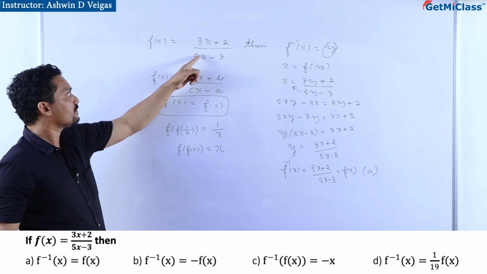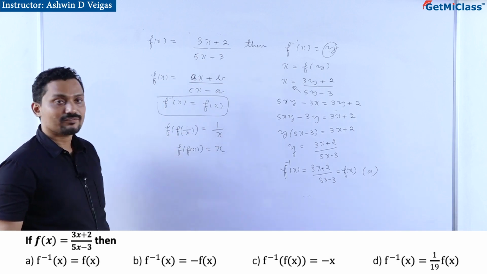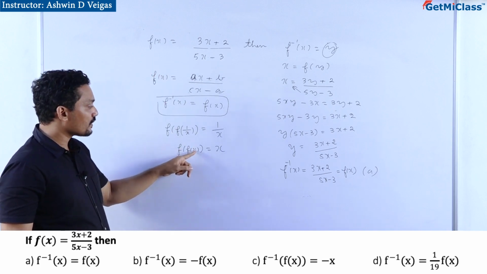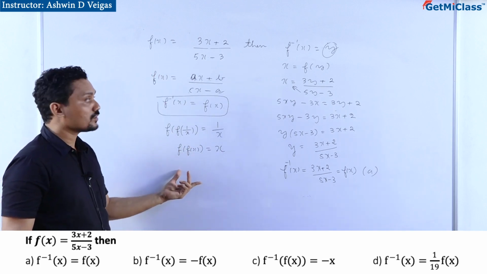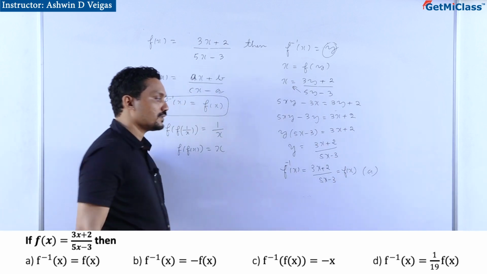So, suppose for this function they ask what is f of half, it will be just half. Suppose they ask what is f of 100, it will be just 100. All those things will follow. Nevertheless, for this question, option A is the right answer.